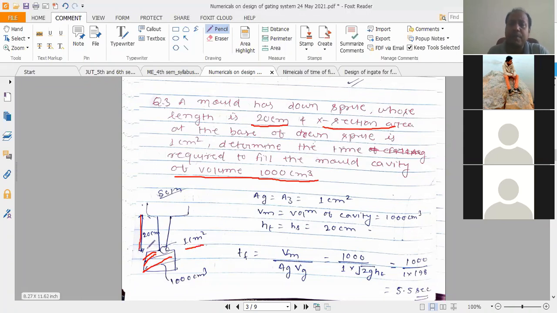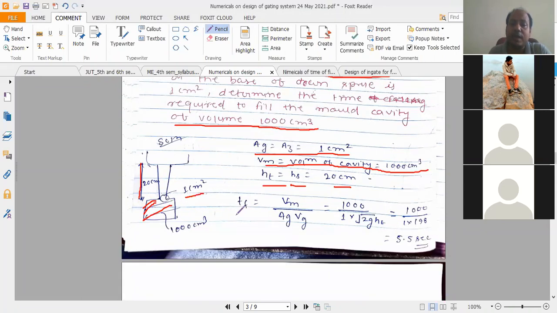It is given from the base or from the sprue or from the pouring basin, it does not matter. The total height is 20 centimeter. It is given. Then you have to apply the total head as 20 centimeter. So area of gate or A3 is 1 centimeter square. Volume of the mold cavity is 1000 centimeter cube, and HT, the total height, is equal to HS, the sprue height. If it is given, it will be considered 20 centimeter.